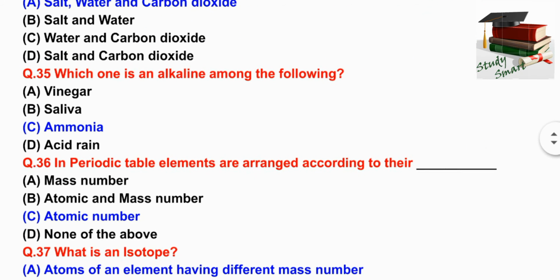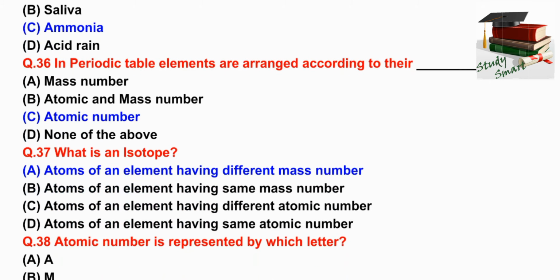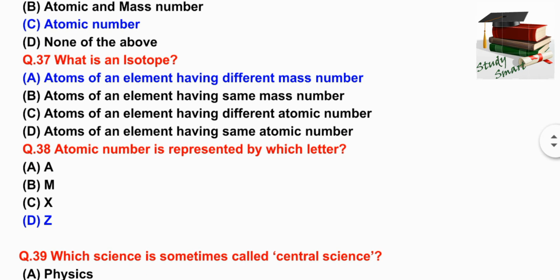Next question, which one is an alkali among the following? Right answer: ammonia. Next question, in the periodic table elements are arranged according to their dash, their atomic number. Next question, what is an isotope? Isotope means atoms of an element having different mass number.